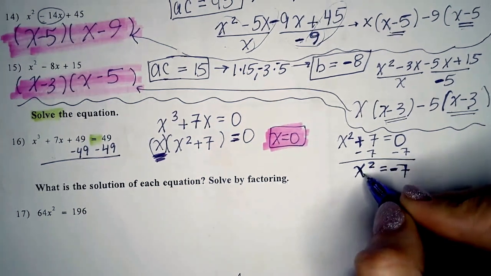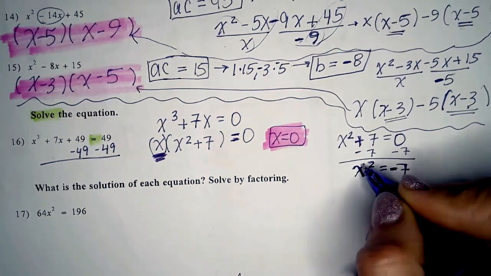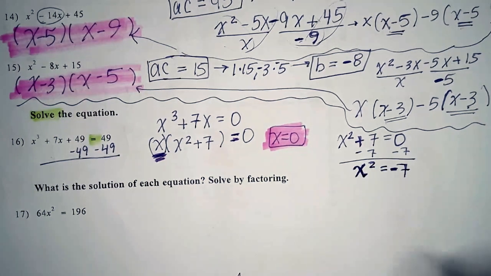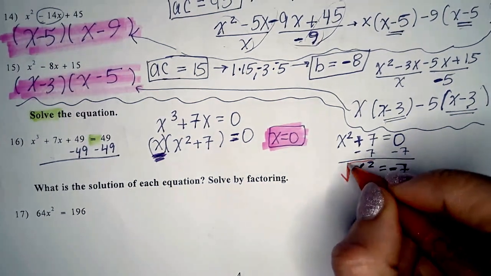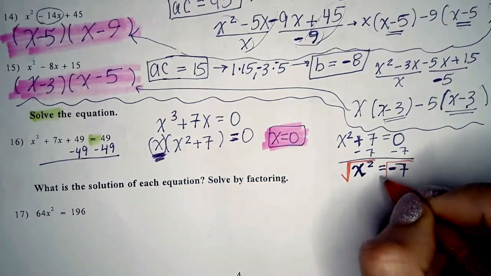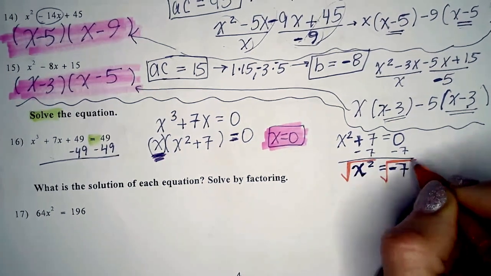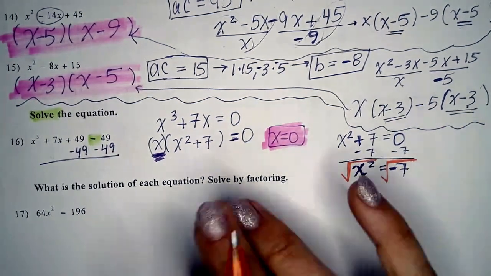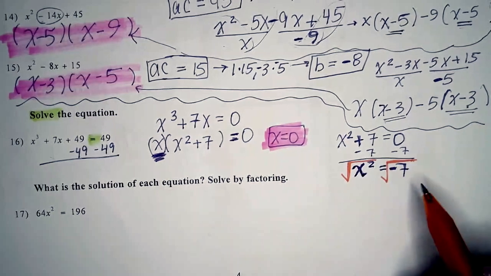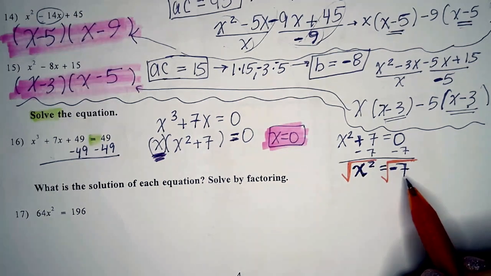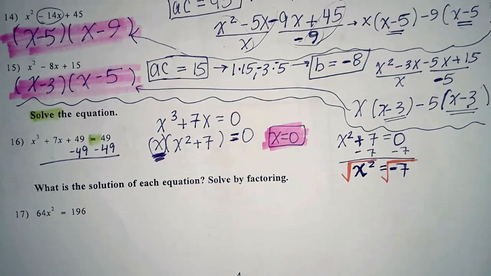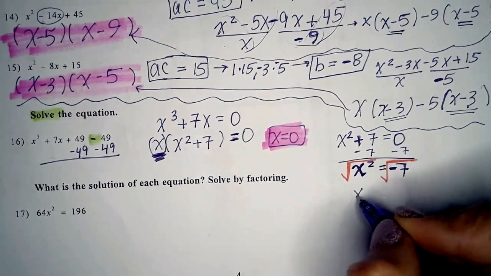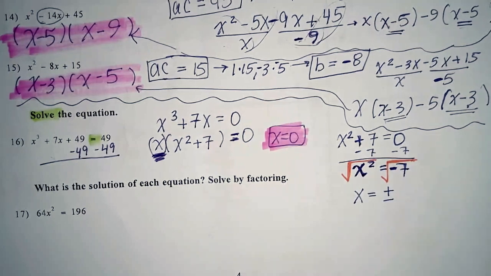Not divide. What are we trying to get rid of? The square. How do you get rid of a square? Good. We're going to take the square root. Now, when we take a square root ourselves, what do we have to remember out front every time? A certain symbol, plus or minus, okay? So you take it yourself, you have to remember you'll get x equals plus minus.